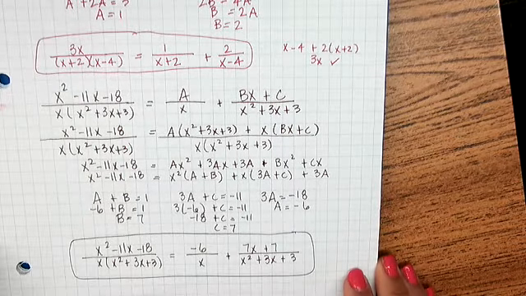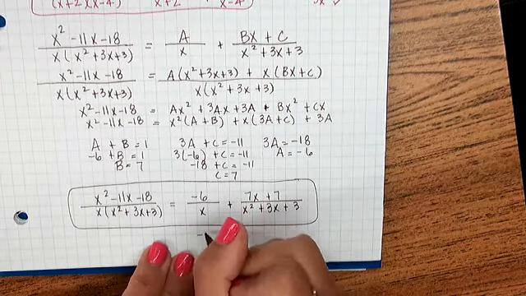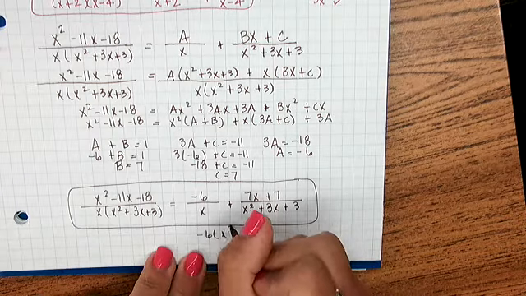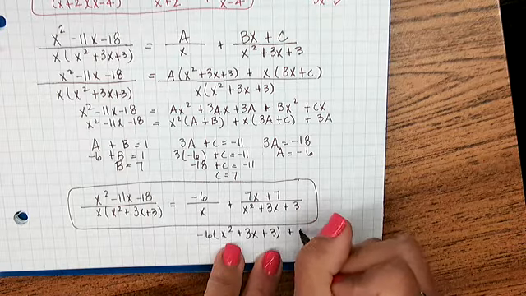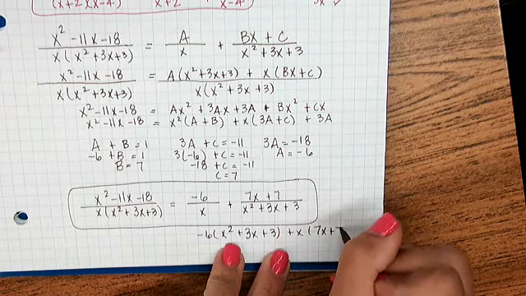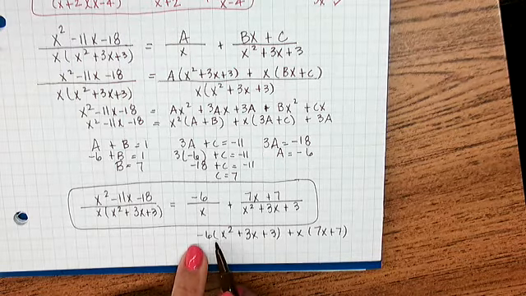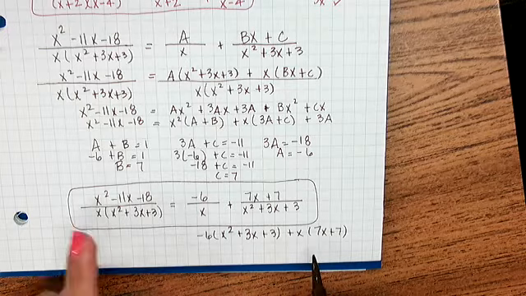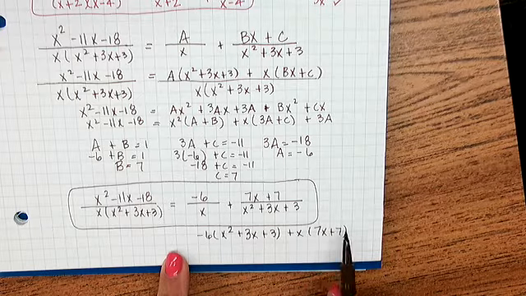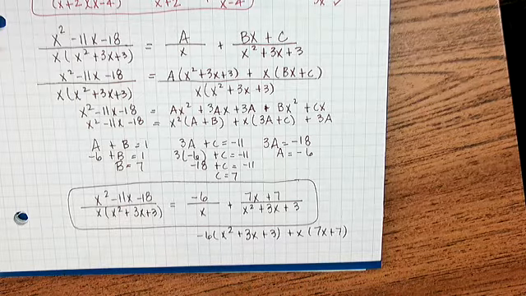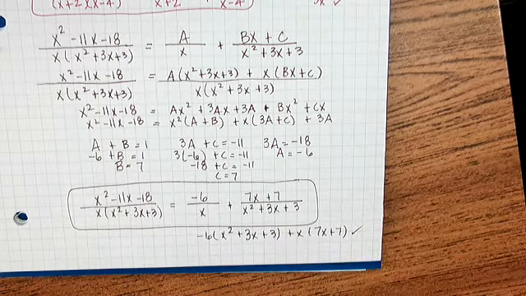Can do a quick check. Negative 6 times x squared plus 3x plus 3 plus x times 7x plus 7. Negative 6x squared plus 7x squared is 1x squared. Minus 18x plus 7x is negative 11x, and then negative 6 times 3. That's partial fraction decomposition.